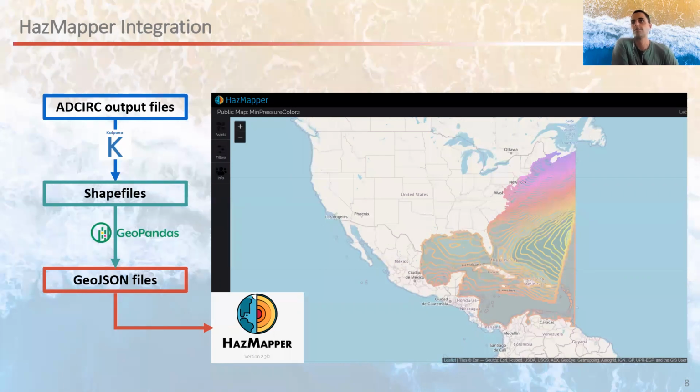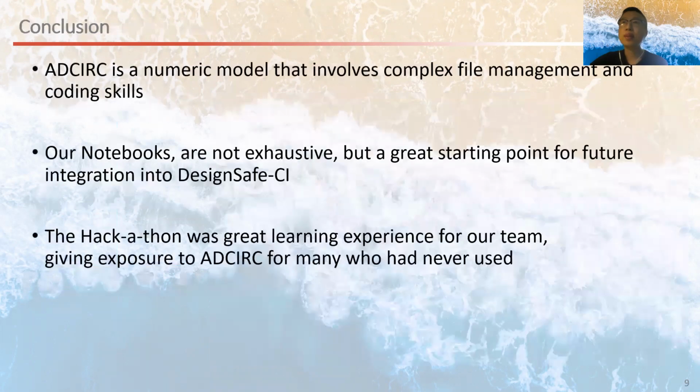So in the Haz Mapper also, it's a very good way that we can share the results with other people in your work, and we can click on the map and look for the elevations or the information that is given from the result of the ADCIRC. And as a conclusion, ADCIRC is a numeric model that involves complex file management and coding skills. So with this work, we try to narrow this gap between a new user and an experienced user, and help with this experience.